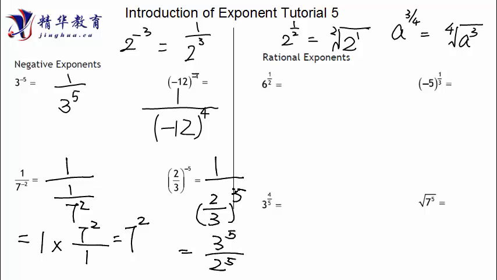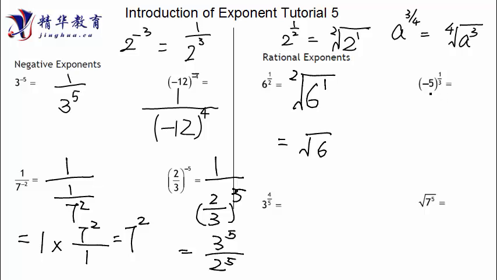Easy enough. This one, 6 to the power of 1/2. Remember, the 1/2 means root. A rational power just means the root. So 6 to the power of 1, and then the square root. In this case, we're just going to write the square root of 6, because we don't need to write the 1 here, and we don't need to write the 2 here.